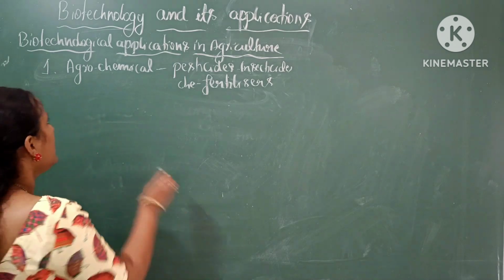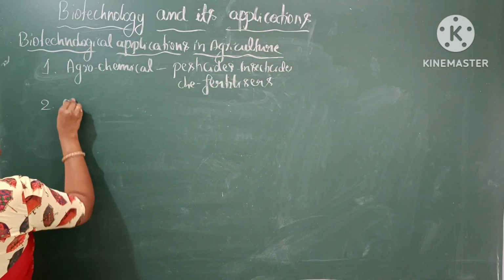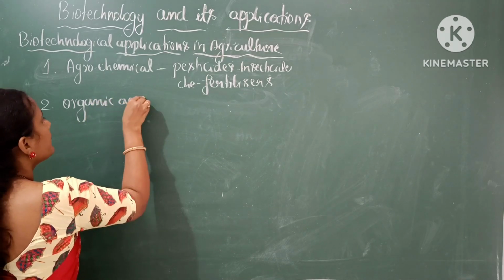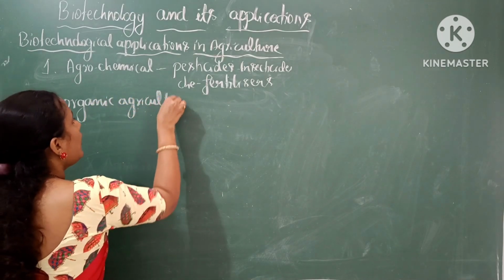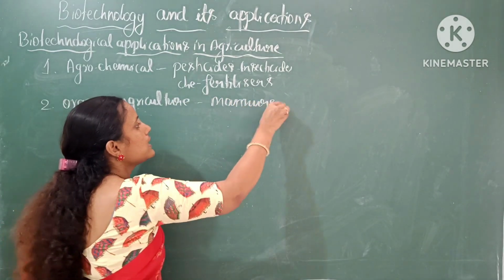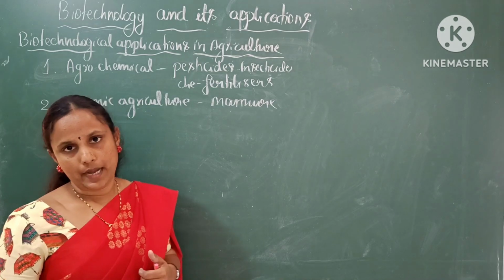The second is organic agriculture, in which organic manure is used to increase the productivity of the cropland.